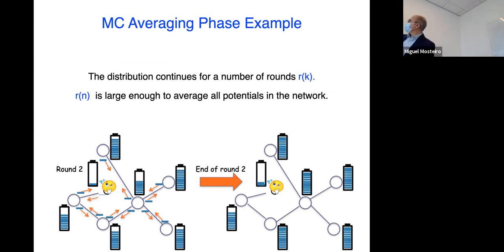If we repeat this for a number of rounds, r, which is a function of k, when k is equal to n, this number of rounds is large enough to average all the potentials in them. They get to the average within some range, within some guarantees. And this is true even if it's dynamic. Like your picture didn't have the links changing at all. Oh, yeah. Well, for simplicity of the drawing. But yeah, for each round, the links could be different, of course, yes.